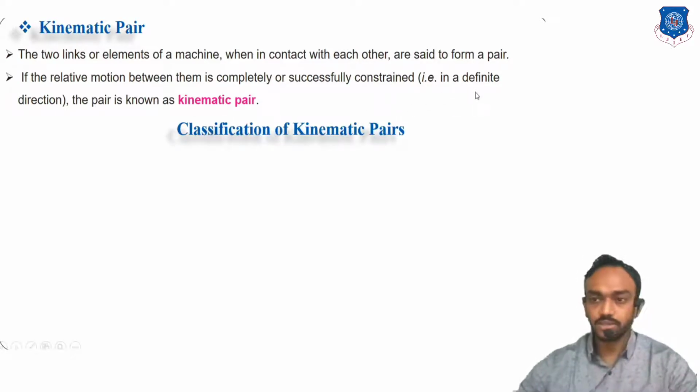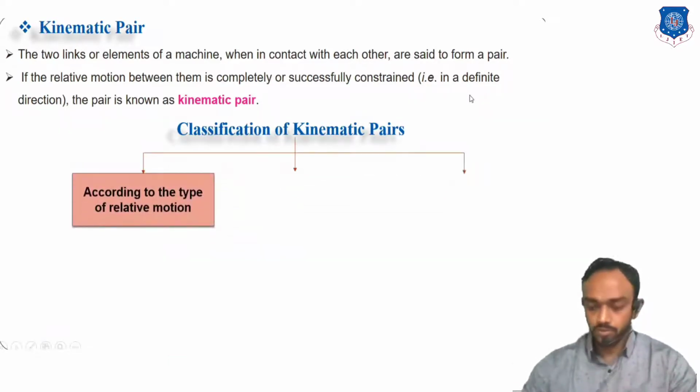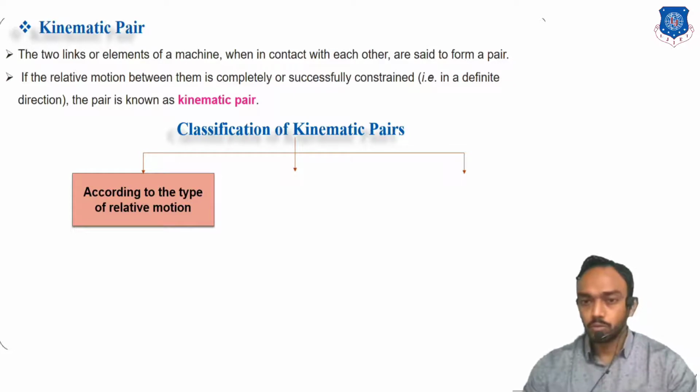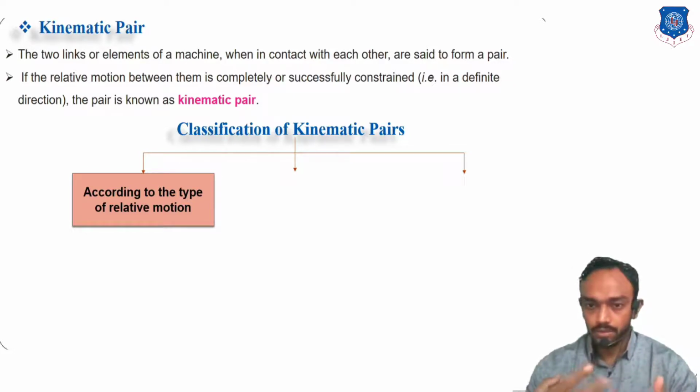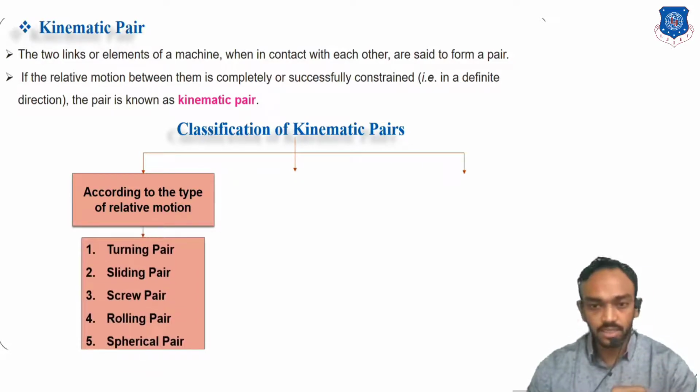There is a classification of kinematic pair. Let's start with the first criteria: according to the type of relative motion. Two links are in contact with each other and make a pair, but which type of relative motion is between them? Based on that criteria there are five subcategories of pair: first is a turning pair, second a sliding pair, then screw pair, rolling pair, and spherical pair.